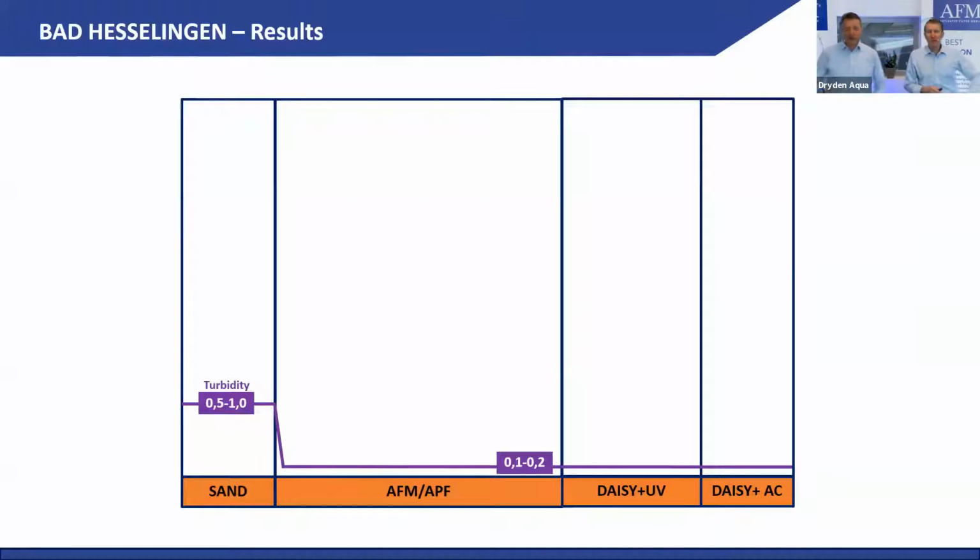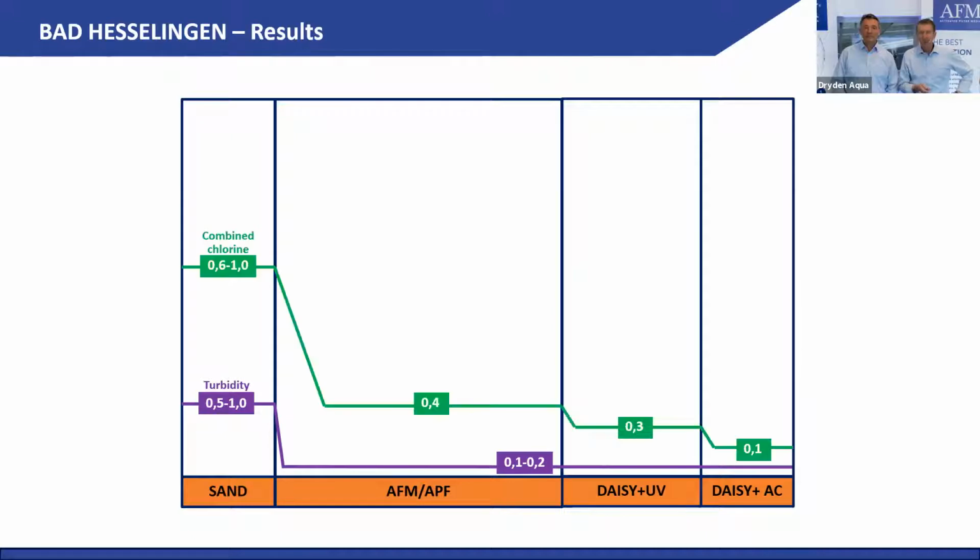Those were a lot of numbers. We put everything on a graph here that's easy to follow. The 5 key parameters. Number 1, turbidity after installing a Daisy was reduced dramatically. That's takeaway number 1. Takeaway number 2, combined chlorine reductions.